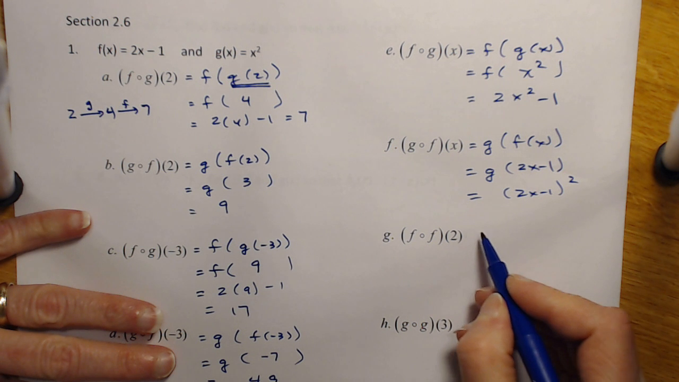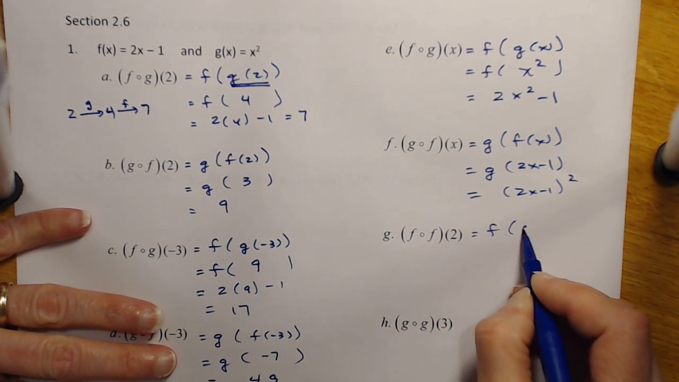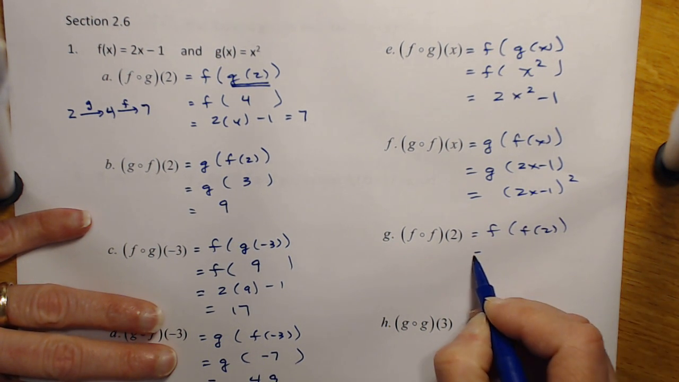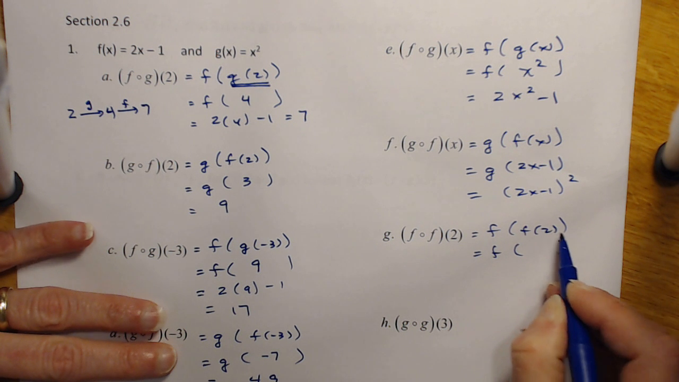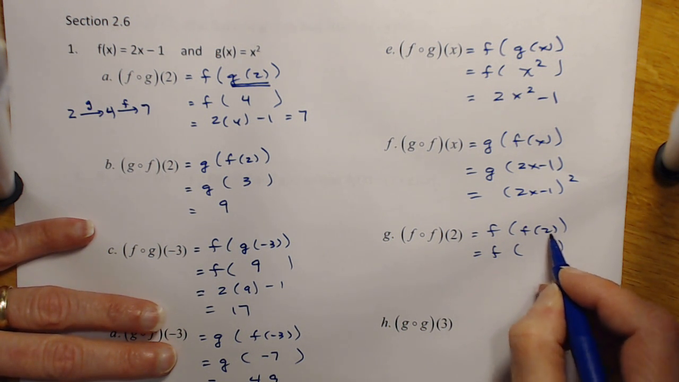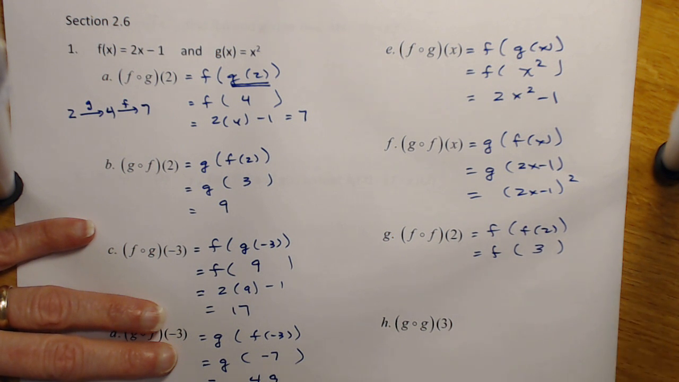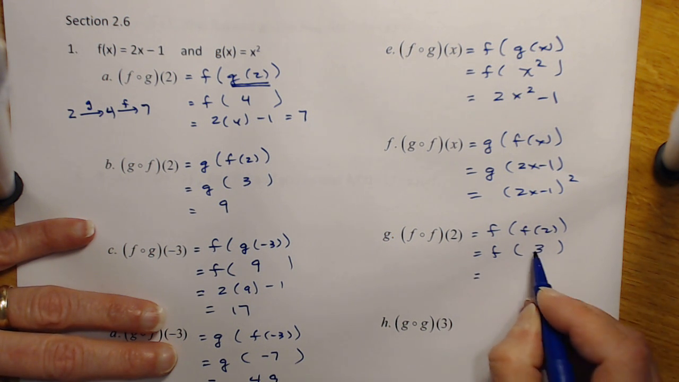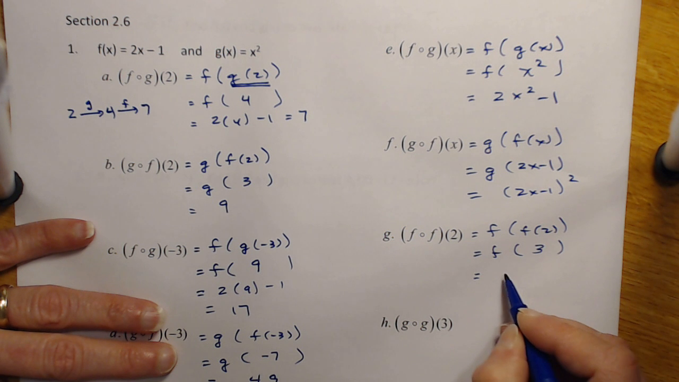Okay. F of f of 2, it's okay to use the same function twice. So again, just remember the f function, what does it do to any input, in particular 2? Doubles it and subtracts 1. So double it to 4, subtract, you get 3. Now we're plugging 3 back into that same function again, double it, get 6, subtract 1 to get 5.